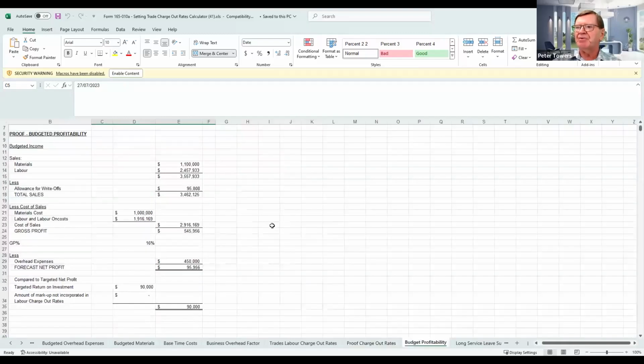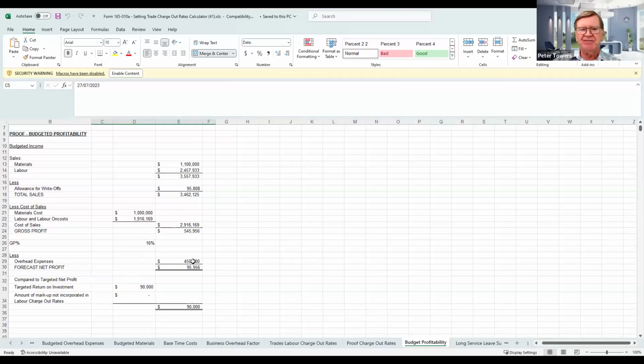And then we have the budgeted profit and loss account. There's the 2.57 million we're going to earn from charging of labour. We're going to sell that material we purchased for the client at 1.1 million. That's the $1 million plus the 100,000 write-up. We've got an allowance for some write-offs, so we're back to 3.4 million. We've got the material cost and the labour cost, which between them cost 2.9 million. We have a gross profit of 545,000. The system tells us that's 16%.